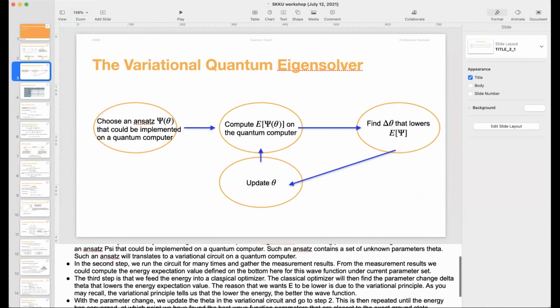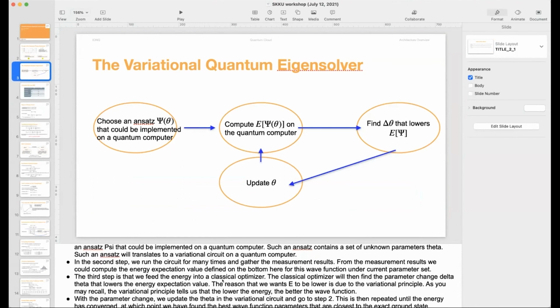In the second step, we run the circuits many times and gather the measurement results. From the measurement results, we could then compute the energy expectation value defined for the wave function under the current parameter set. The third step is that we feed the energy into a classical optimizer. The classical optimizer will then find the parameter change delta theta that lowers the energy expectation value. The reason that we want E to be lower is due to the variational principle. As you may recall, the variational principle tells us the lower the energy, the better the wave function.